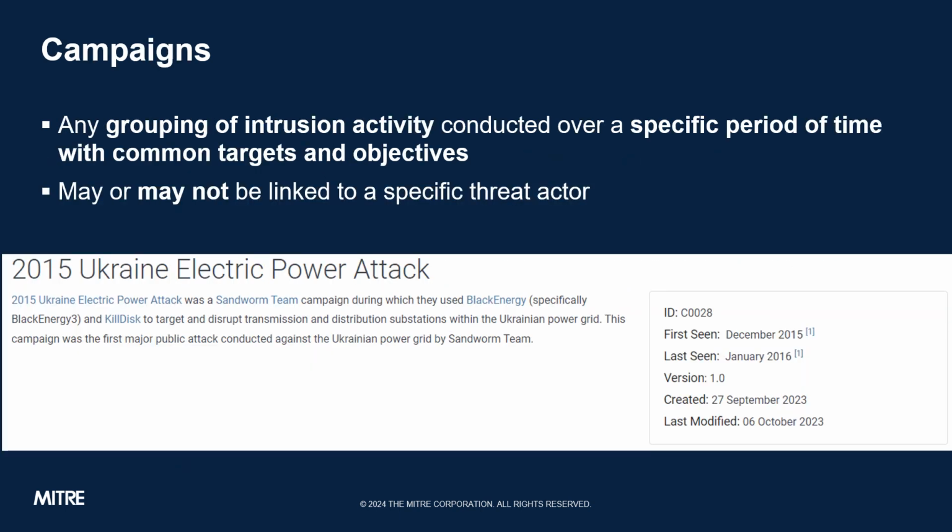Secondly, we get to attack campaigns, which are defined as any grouping of intrusion activity conducted over a specific period of time with common targets and objectives. Attack campaigns are also assigned a unique identifier, as well as a description. As you can see on the right, they also have unique metadata in the form of first seen and last seen timestamps. Attack campaigns are mapped to techniques as well and have their own procedures, and may also be mapped to software as well as threat actors in the form of groups.